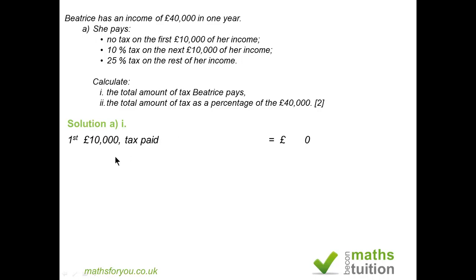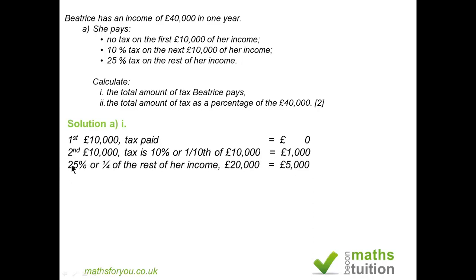So, for the first £10,000, she pays nothing. For the next £10,000, she pays 10% or 1/10 of £10,000, and that's £1,000. And now for the last £20,000, she pays 25% or a quarter of the rest of her income, which is £5,000. So if you add 0 plus 1,000 plus 5,000, we get £6,000, and that's her total tax bill.